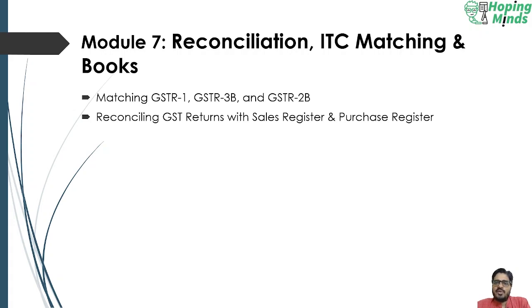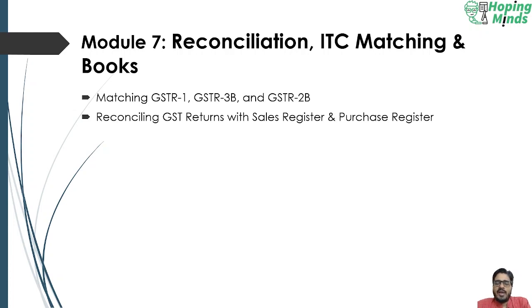So before proceeding with today's session, let us quickly see what we did in our previous module. In our previous module, we learned about the composition scheme. What are the returns that are required to be filed under the composition scheme? CMP 08, that is the quarterly return for the composition dealers, where they have to declare their turnover and pay taxes thereon on a quarterly basis. Along with this, all the composition dealers are required to file GSTR-4 return, that is the annual return. The due date of such annual return is 30th June of the next financial year.